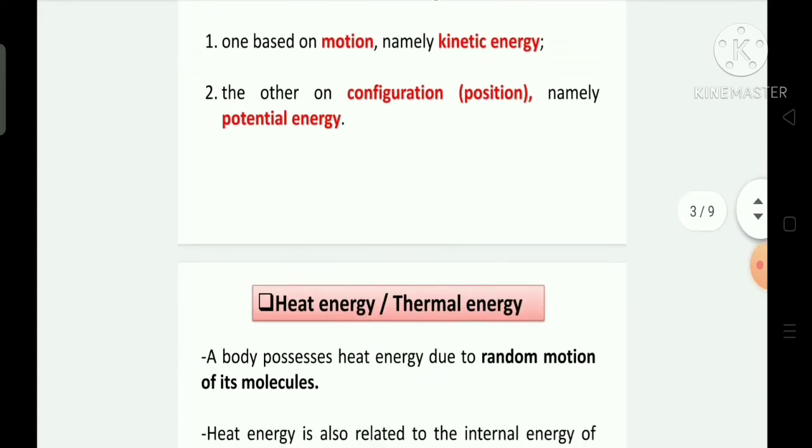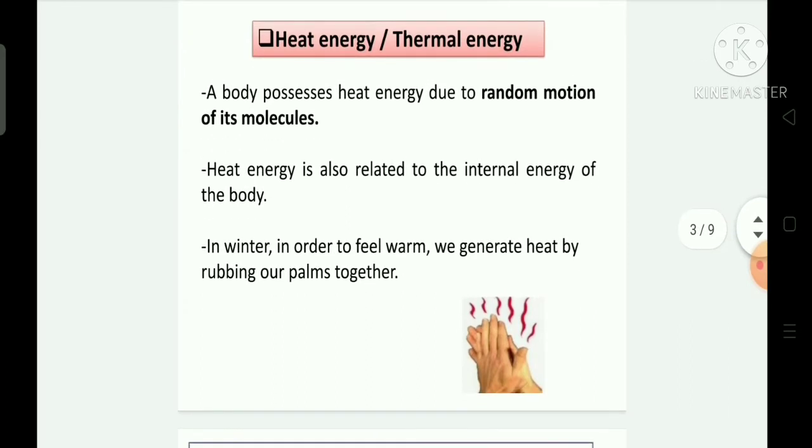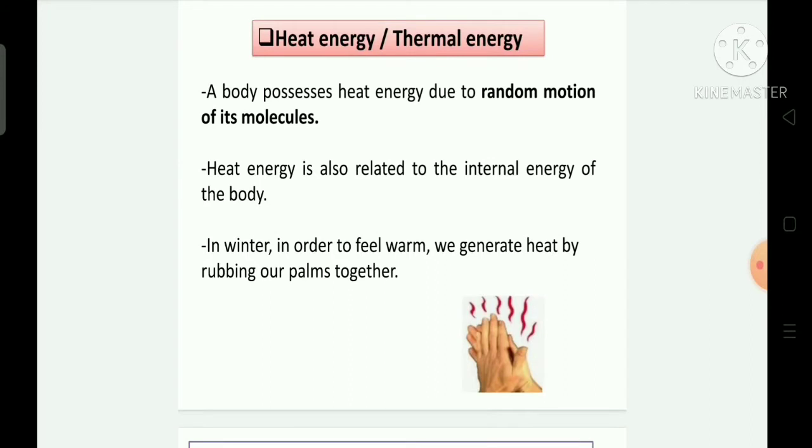Okay, चलो, then after बात आती है heat energy, or we may say thermal energy. A body possesses heat energy due to the random motion of its molecules, and heat energy is also related to the internal energy of the body. Currently, in winter, in order to feel warmth, we generate heat energy by rubbing our palms together, which is the best example to understand the concept of heat energy.